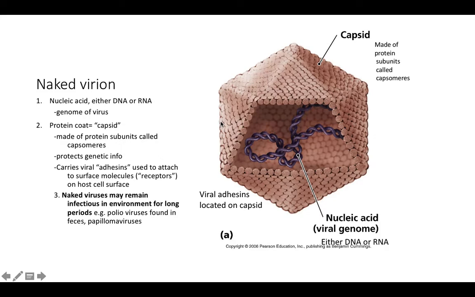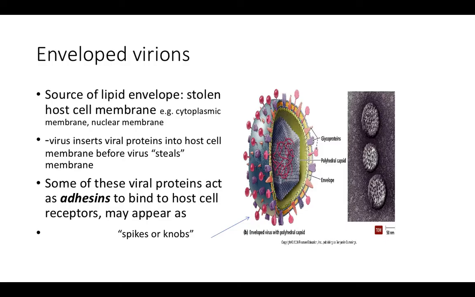So as long as this outer surface isn't damaged, the viruses will remain infectious in the environment. In contrast, folks, remember that envelope viruses are going to steal membranes from their host cells. It could be the cytoplasmic membrane, the nuclear membrane, maybe the membrane of the endoplasmic reticulum or Golgi apparatus. So that stolen host cell membrane becomes the outermost layer of the virus, the viral envelope.